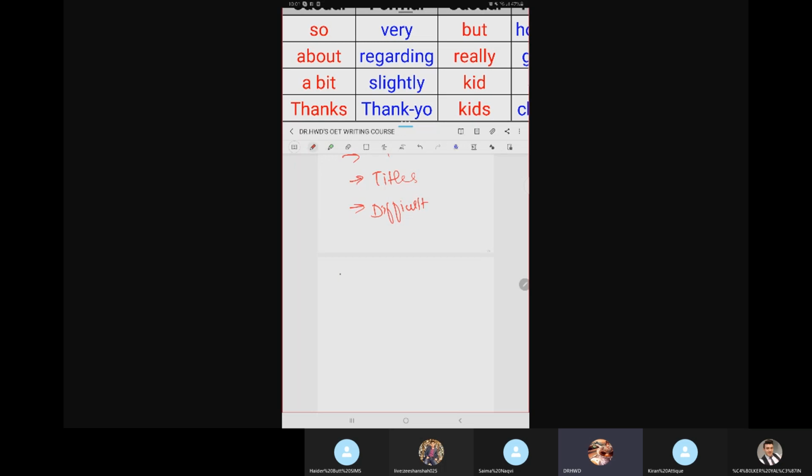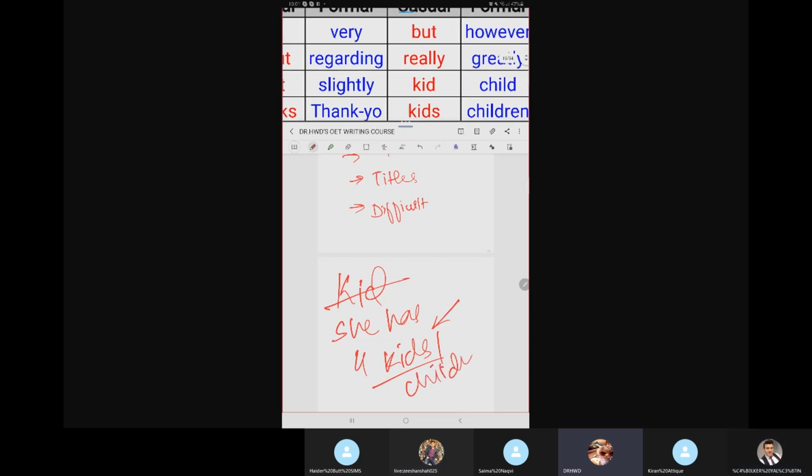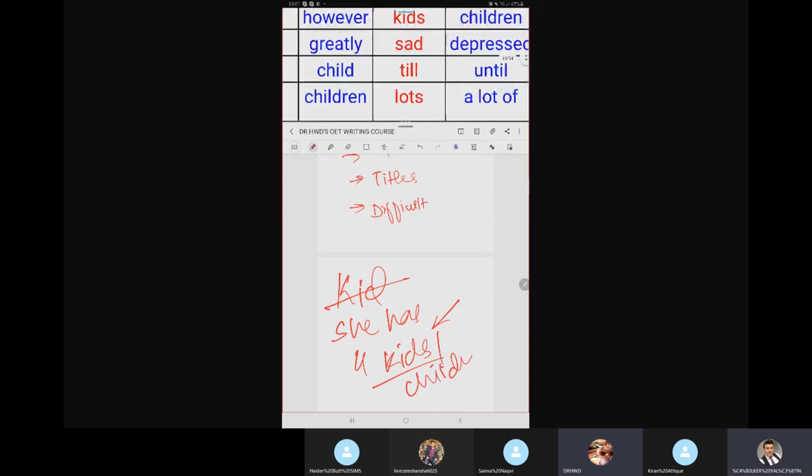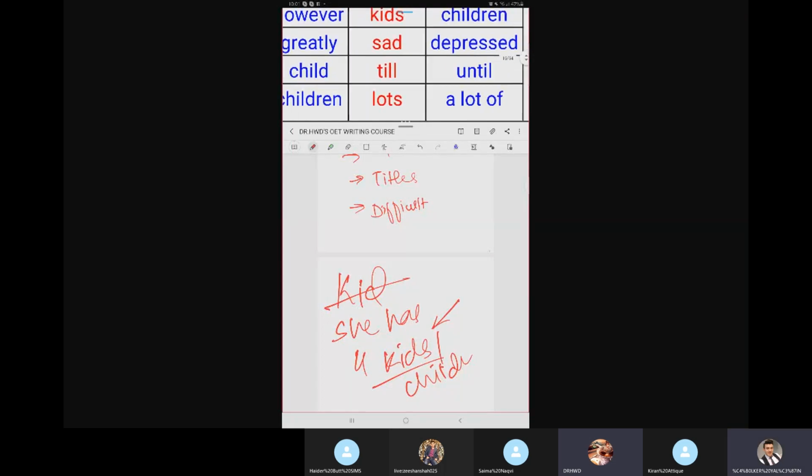All right, so the word here is kid. She has 4 kids. Okay, how would you make it better? She has 4 kids. Okay, this is informal. She has 4 children. Children is formal, right? So instead of kids, we'd be saying children. Instead of said, we're going to use the clinical words. Lots would be converted to a lot of.